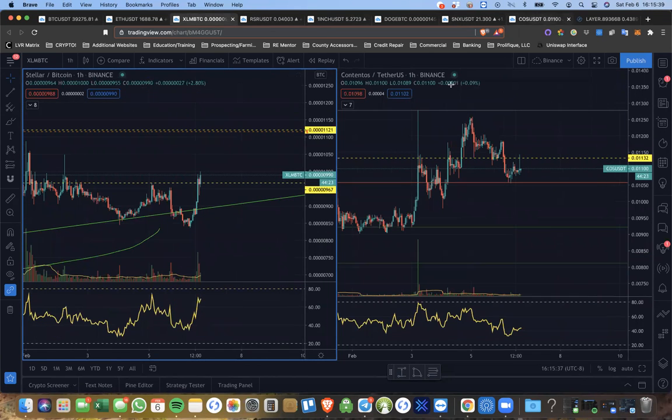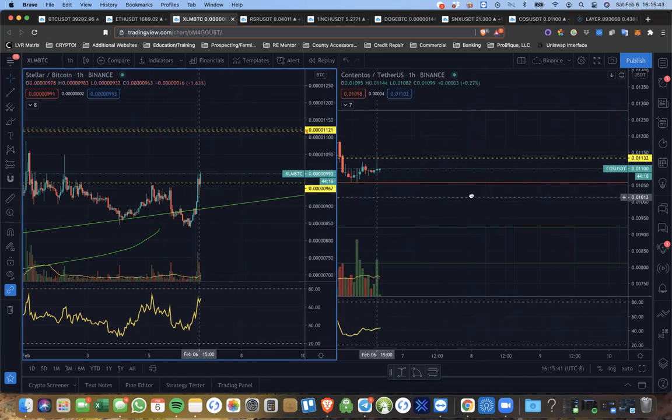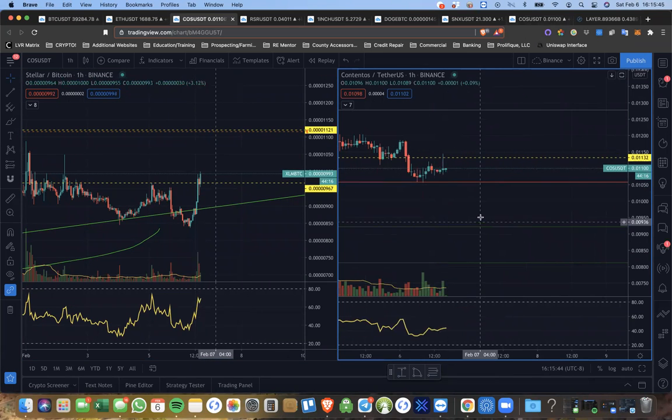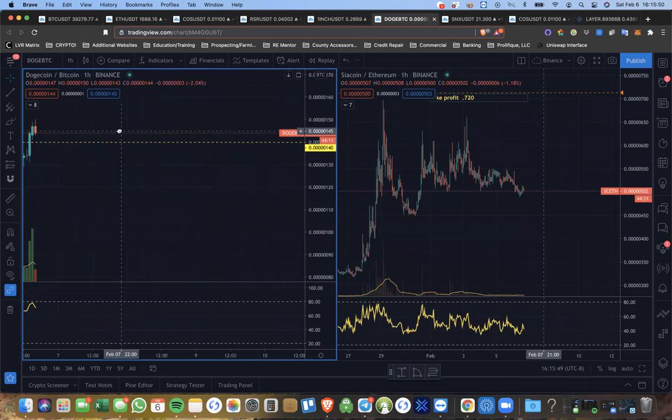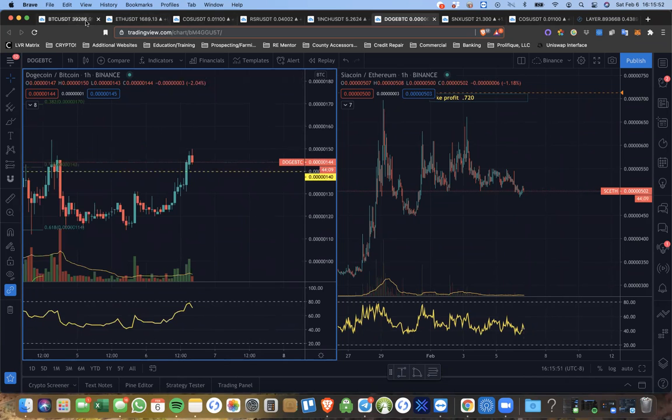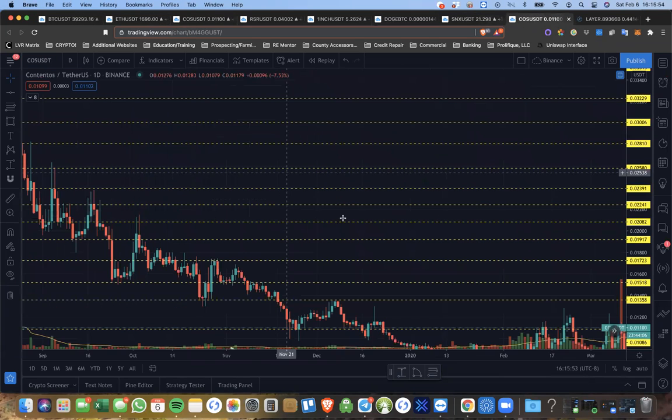Now, XLM trade is doing good, right? Coast has some volume coming in, but it's getting eaten up. Doge is doing pretty good, right? Looks like it's going to come back down and retest. Now let's go to Coast again.